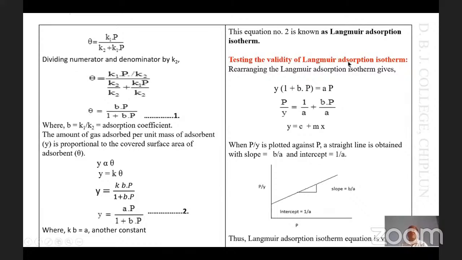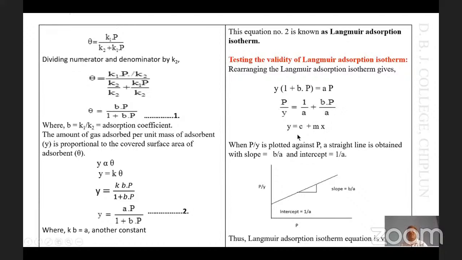Now testing the validity of Langmuir adsorption isotherm. To test the Langmuir adsorption isotherm for the given system, we need to rearrange equation number 2. Transfer this denominator quantity to the opposite side, which is equal to A into P. After that, transfer this Y to the opposite side and this A to the opposite side. You will get this equation in this form.